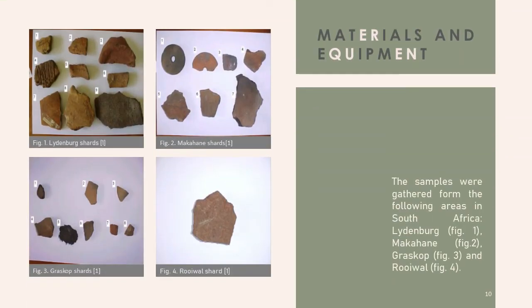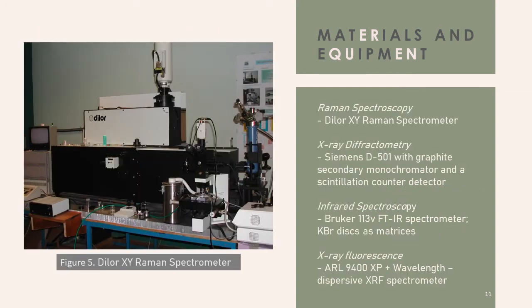But firstly, the experiment was conducted on samples originating from four areas in South Africa, namely Lydenburg, which is shown in Figure 1, Makahin in Figure 2, Graskop in Figure 3, and Reewal in Figure 4. Now, here are the instruments used in the following characterization techniques. But we have to say that the images shown in Figures 5 to 8 were not really taken from the paper under review.